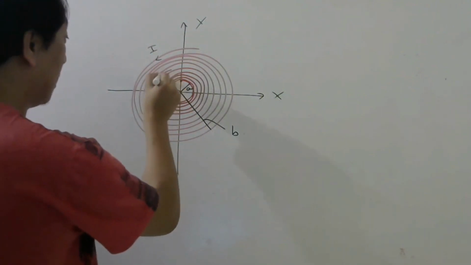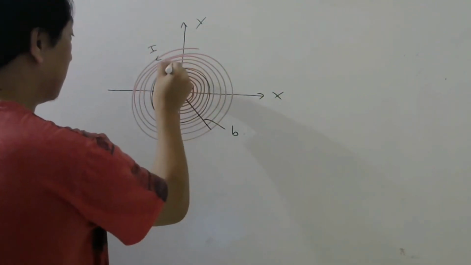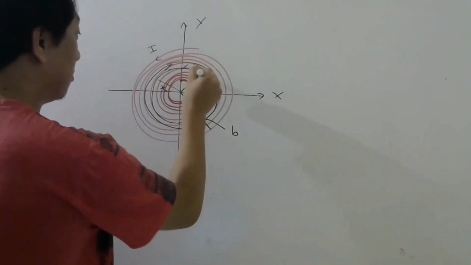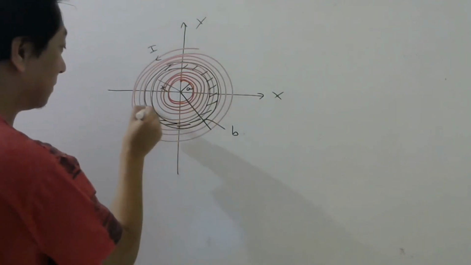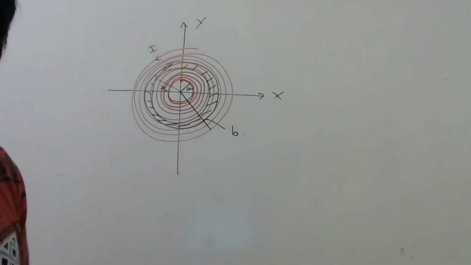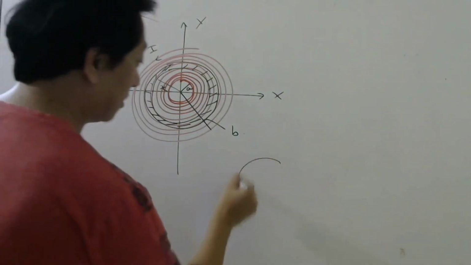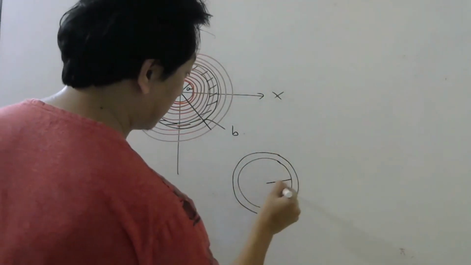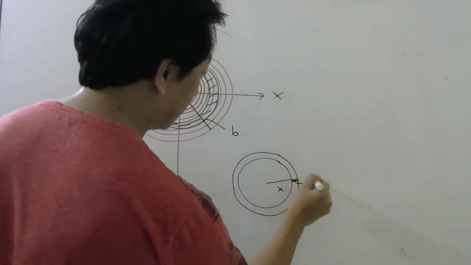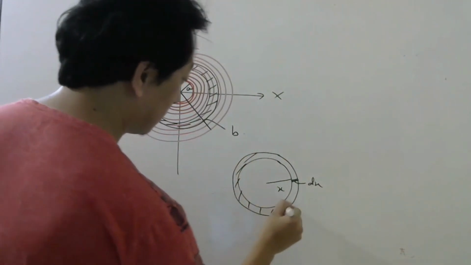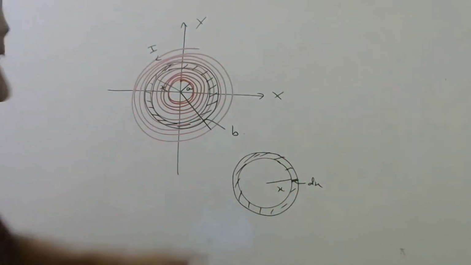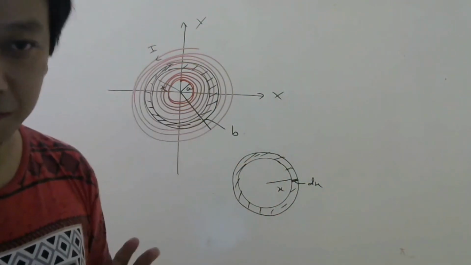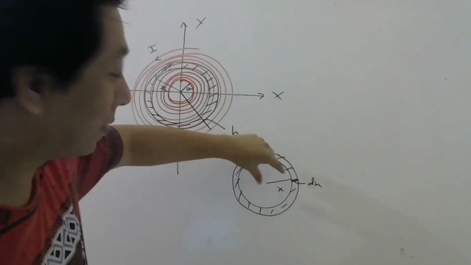we will construct a ring of very small thickness. So this ring you have to concentrate on, the black one. So let me show it here. So this is the ring I have considered, very thin. So this is x and this thickness is dx. Now we can find magnetic field here due to this ring because you can consider this as a current loop because this dx is very small compared to x.